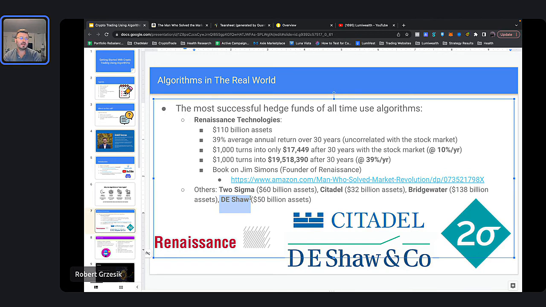But D.E. Shaw is another one of these asset managers. They have a lot of data scientists, a lot of computer programmers working for them, and basically making these investment decisions on their behalf, right? So they're using a lot of computers to basically influence their decision-making and place trades for them, right?